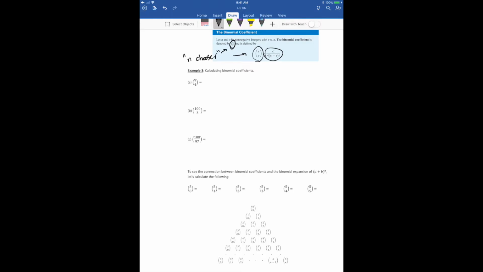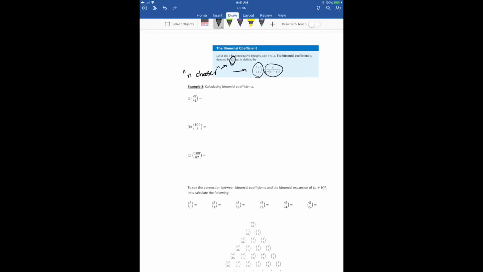Calculating binomial coefficients. So part A, 9 choose 4 is 9 factorial over 4 factorial times 9 minus 4 factorial. 9 factorial over 4 factorial times 5 factorial. Plug that into a calculator. Your calculator can calculate factorials for you. And this is 126.